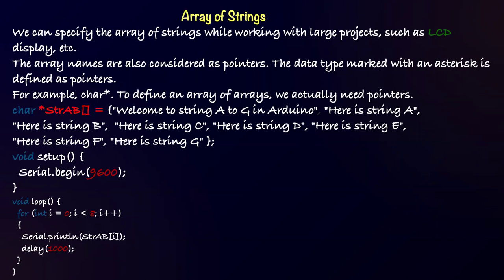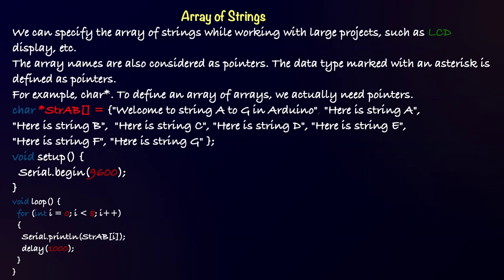See, the array names are also considered as pointers. What does that mean? The data type marked with an asterisk is defined as a pointer. Whatever data type we mark with an asterisk, or star sign, which we can also use as a multiplication sign, is defined as a pointer. For example, char star. So they are basically pointers that we are defining. Now to define an array of strings, an array of arrays, we actually need pointers.